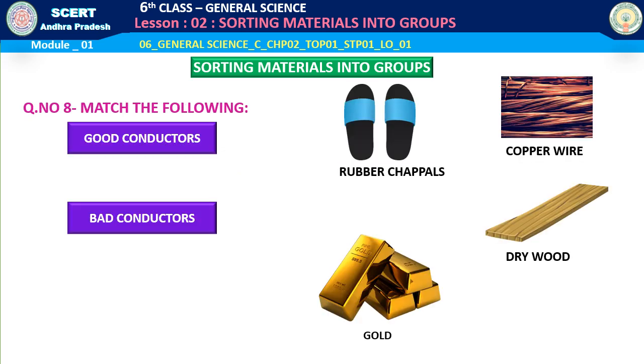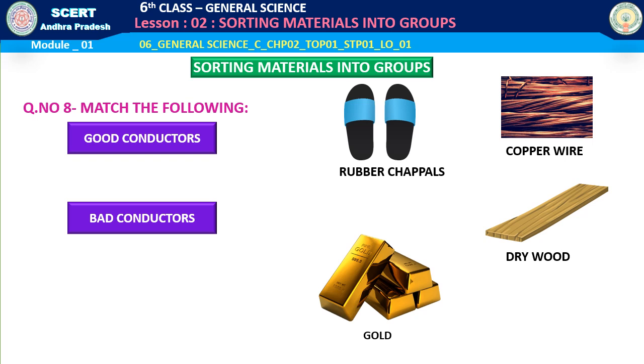Let us answer one more interesting question. Children, here you are observing 4 items. Those are rubber chappals, copper wire, dry wood and gold. You have to match these 4 items with good conductors and bad conductors. Good conductors are the conductors which allow electricity to pass through them, and bad conductors don't allow the electricity to pass through them.